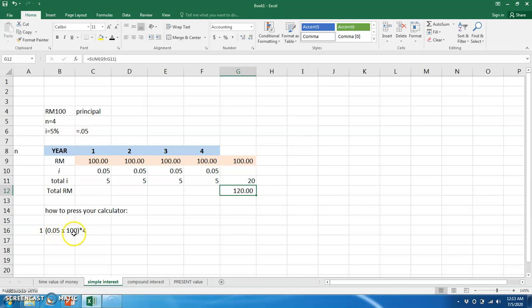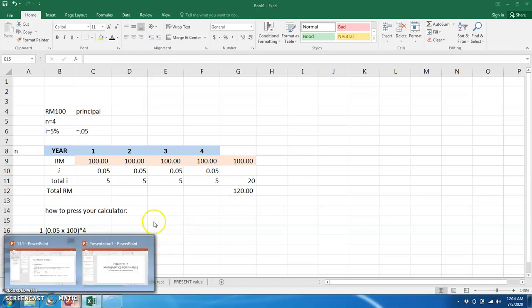0.05 times 100 times 4. So you will get 20 ringgit. So 20 ringgit plus 100 ringgit. So this is what you get at the end of the 4 years.